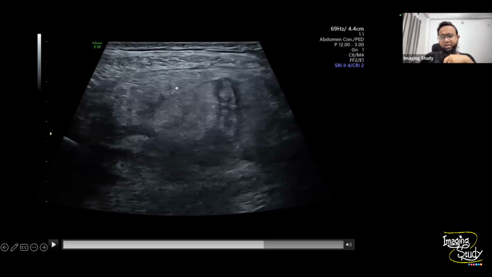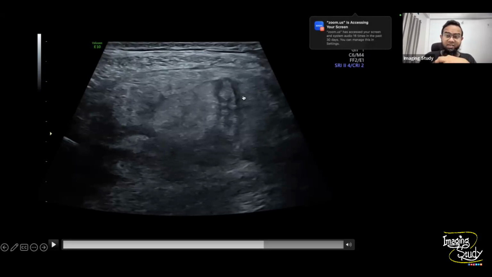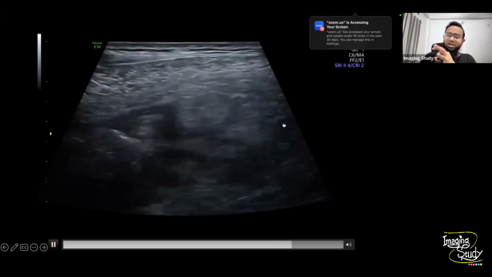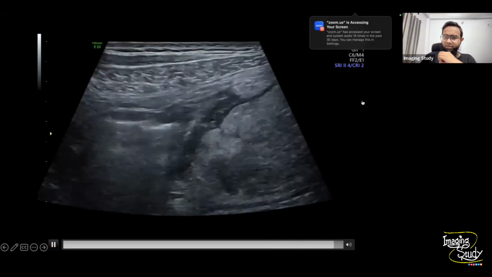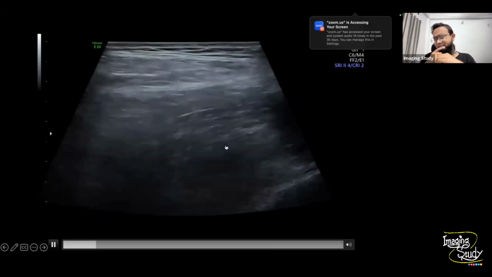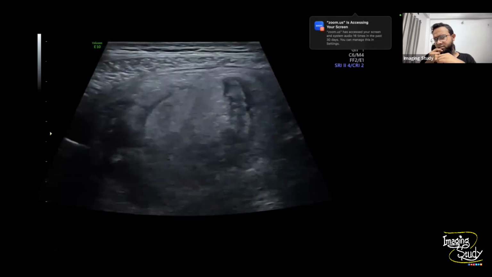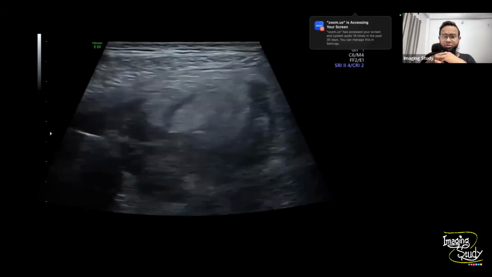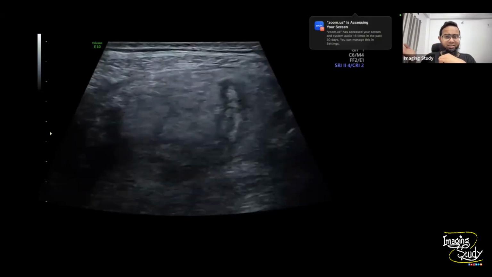Okay, so this is the appendix, and you can see some thickening of the bowel, and the surrounding fat layer is thickened. Okay, so we saw some collection at that area. So is this appendix perforated? It will be a difficult question for ultrasound. We have seen some collection adjacent to it.